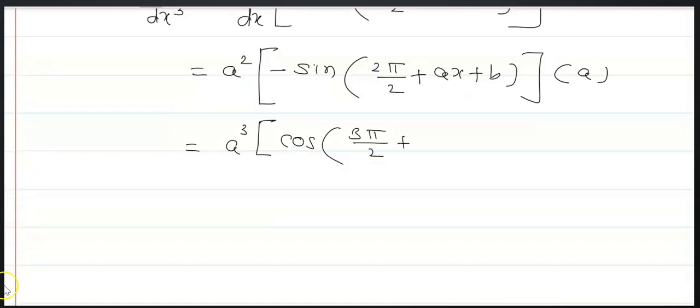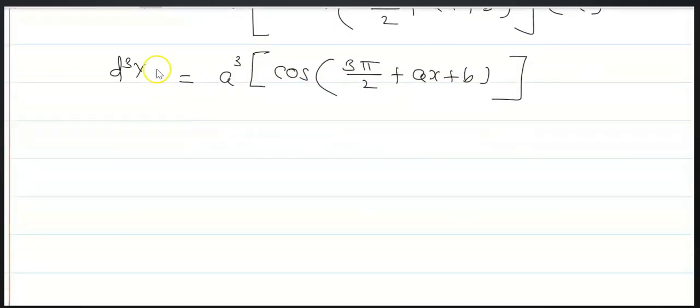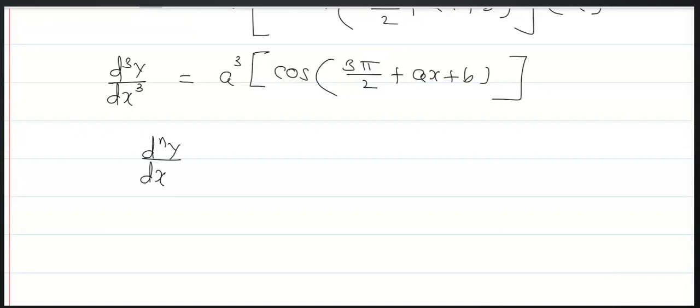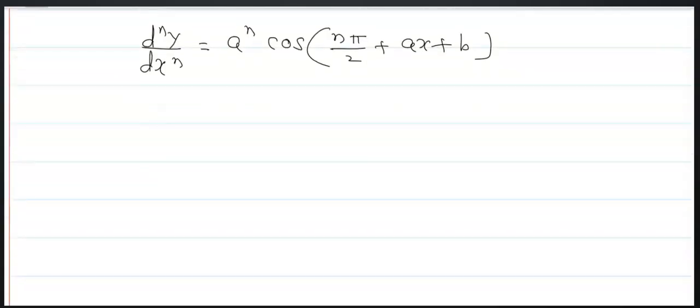Again, this sine can be converted into cos by adding pi by 2, that is 3 pi by 2. Therefore, d3y by dx cube is equal to a cube cos of 3 pi by 2 plus ax plus b. And that's why in general, it is written as dny upon dx raised to n is equal to a raised to n cos of n pi by 2 plus ax plus b.